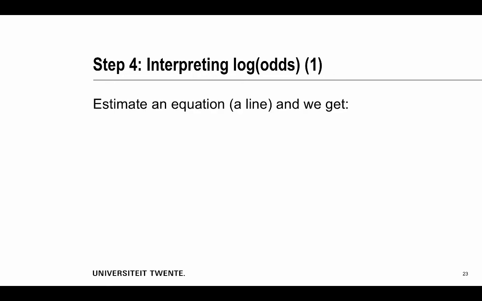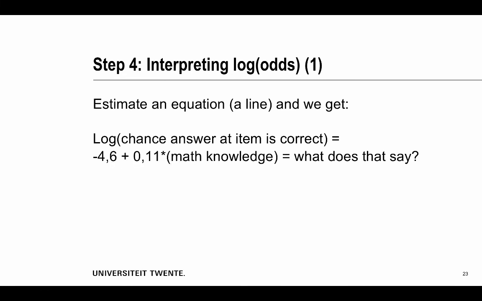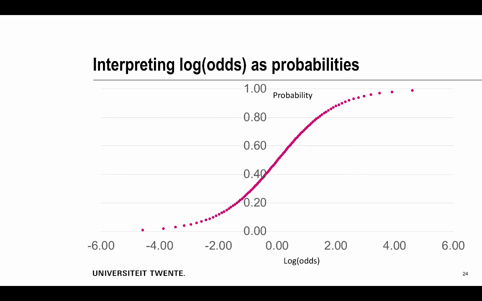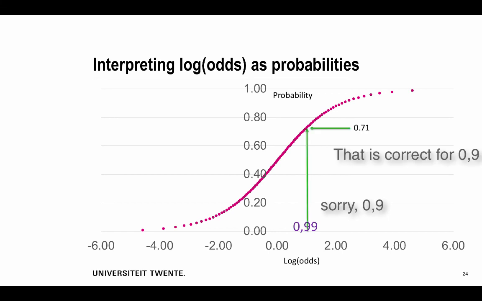We estimate an equation, a line, and we get something like log the chance that an answer is correct is, and here is the equation. Well, what does it mean? Well, first of all, the effect of mathematical knowledge on answering an item correctly is positive. There is a plus there. And secondly, if the math knowledge is 50, so we got a scale and it includes the value 50, we just plug that into the formula and we get 0.9. So we now have a prediction of 0.9 for the log odds. Well, what are these log odds? This is the relationship between the log odds and the probability. 0.99, here 71%.